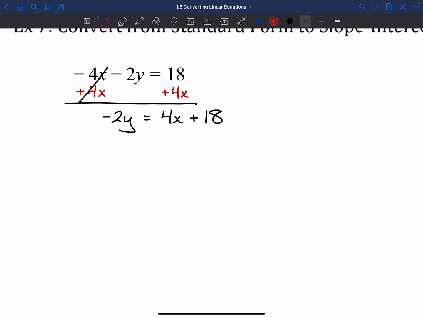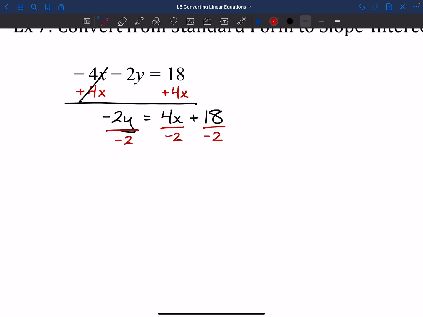After that, we want to get rid of that coefficient that's on the y. So that negative 2, we got to get rid of it. The way that we're going to do that is we're going to divide by that coefficient, right? Remember what we were doing when we were solving multi-step equations? Right, so divide by negative 2, and when we do that, we want to divide everything on the other side by -2 as well, right?